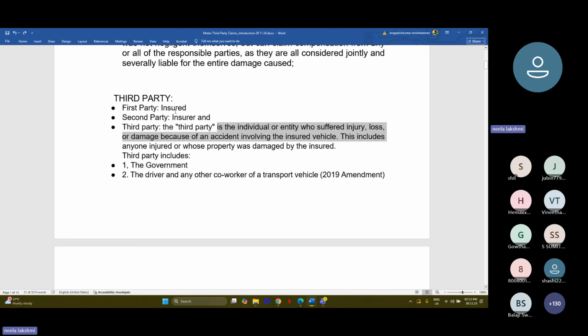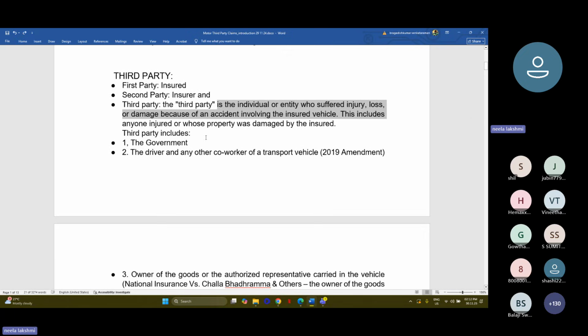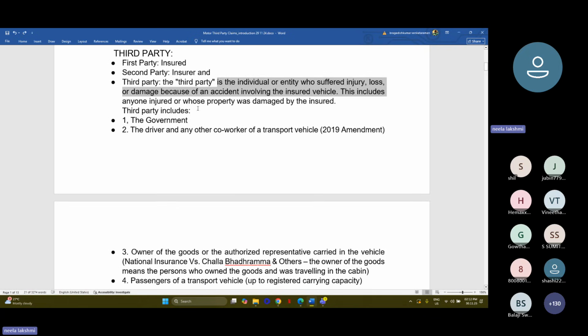Okay. Here some exhaustive examples are given. Third party includes the government. Government means, can you specify any government third party? Can any one of you explain the context under which we are compensating the government as third party? Balaji. Okay. I will tell you.